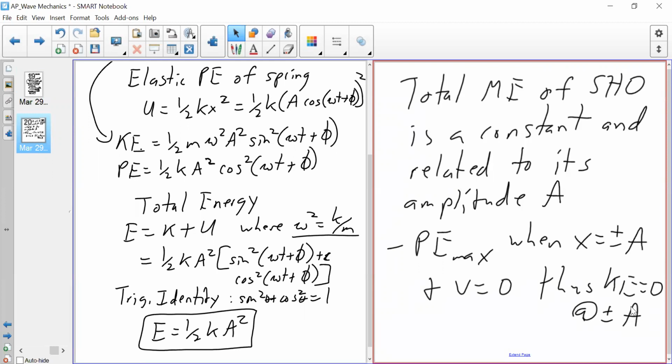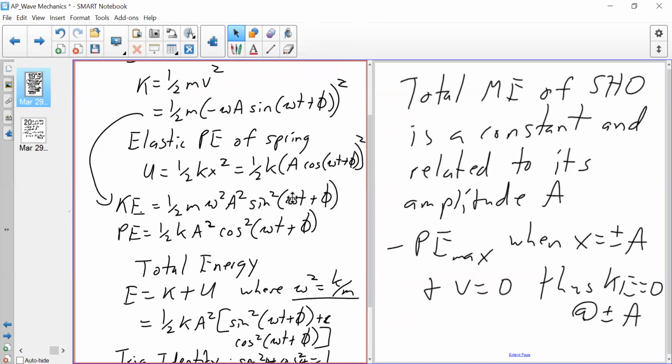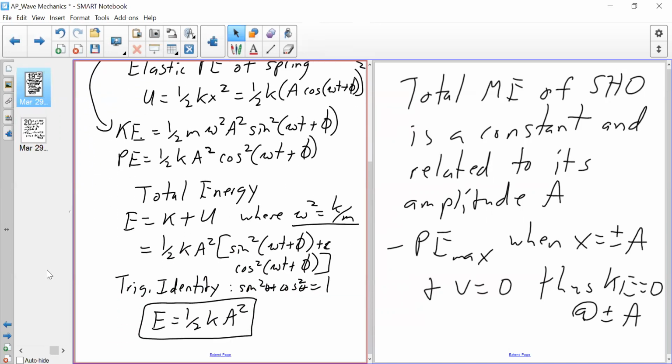So now what we want to do is find the velocity as a function of position. We know velocity is a function of time. We got that right up here, and you can go back to your previous notes. So it's the derivative of the position-time function.